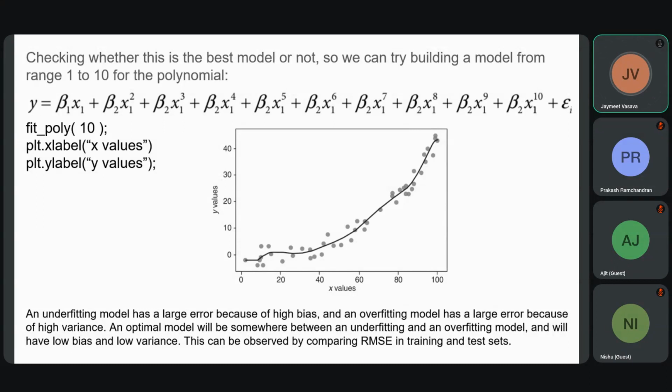An underfitting model has a large error because of high bias, and an overfitting model has a large error because of high variance. Something that we also mentioned before. An optimal model will be somewhere between an underfitting and an overfitting model, and we will have low bias and low variance. This can be observed by comparing the root mean squared error in the training and test data sets.